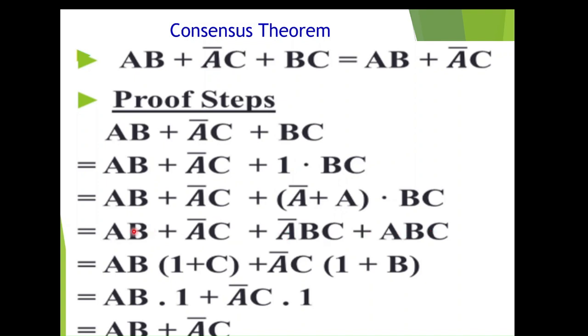Now, in the first term and the fourth term, AB is common. I can take it common outside, then 1 plus C. In the second term and third term, A bar C is common. You take it common outside, then 1 plus B. So then you will be getting AB plus A bar C. This is another important theorem, the consensus theorem. So here B and C will be removed. AB plus A bar C will be the answer.